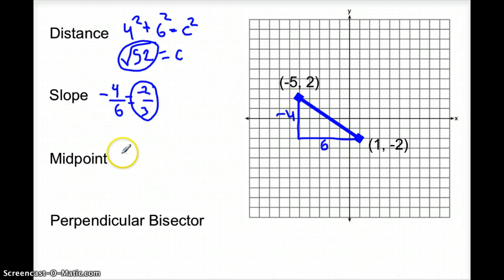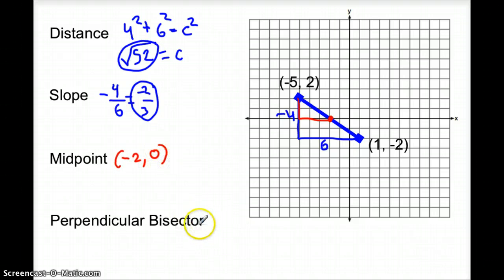Now the midpoint, instead of going down 4 and over 6, I want to cut that distance in half. So instead of thinking about it going down 4, I'll think about it in terms of going down 2. And instead of going over 6, I'll go over 3. I'm just cutting those distances, rise and fall, in half, and that gets me to my midpoint. And you can see the midpoint here is at -2, 0.